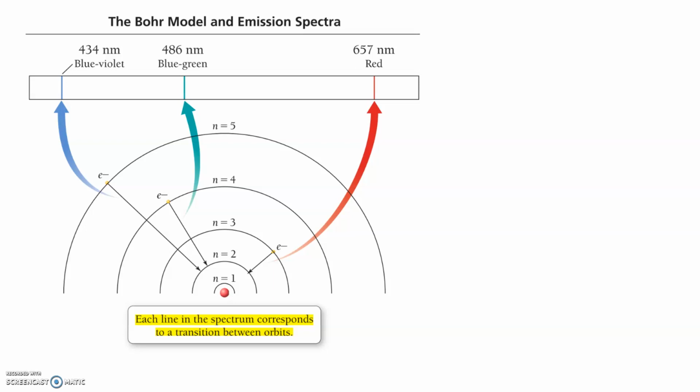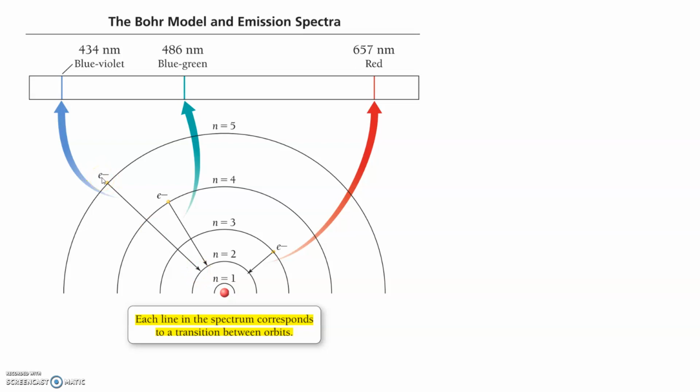So let's take a closer look at the emission spectra for something like hydrogen, and the hydrogen atom. So when a hydrogen atom is excited by that current, the electrons in that atom will jump from what's called the ground state to an excited state. So they'll go from a lower energy level to a higher energy level.